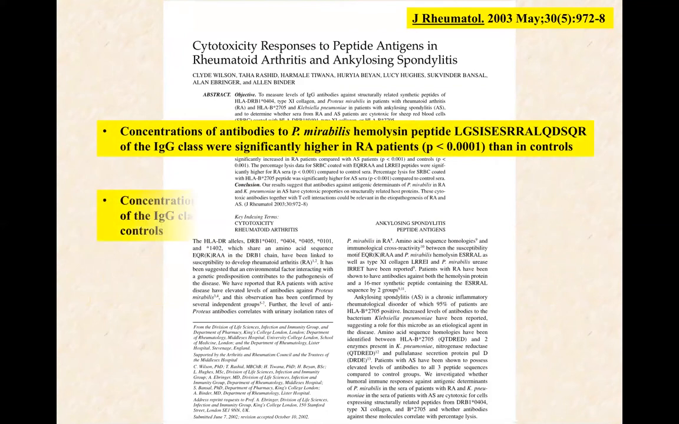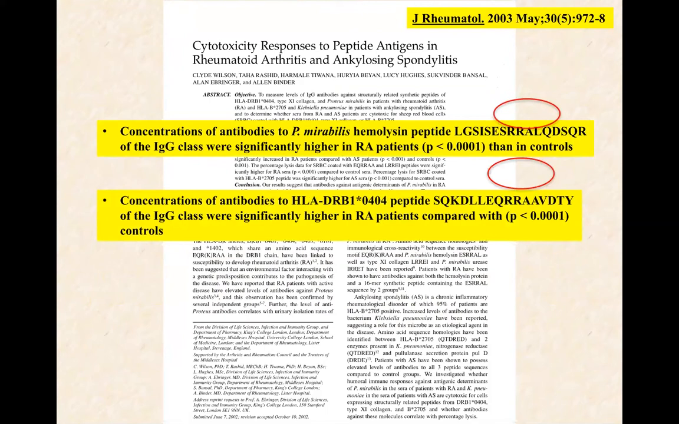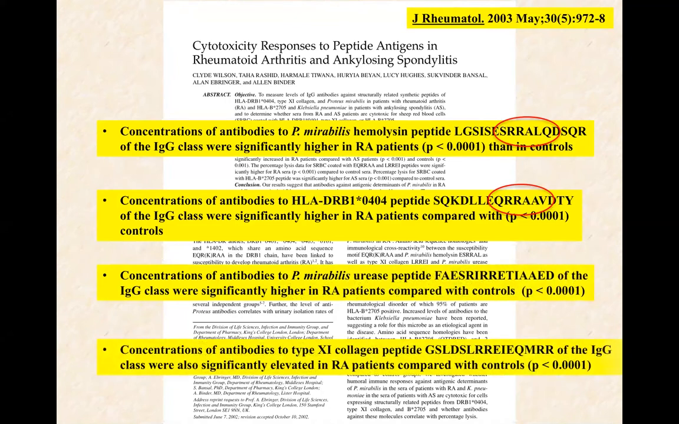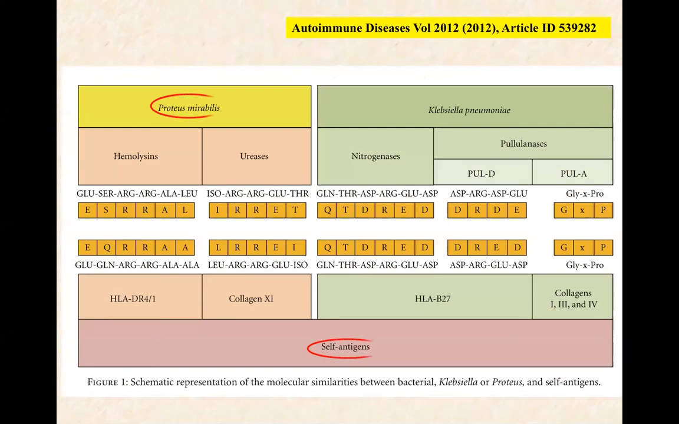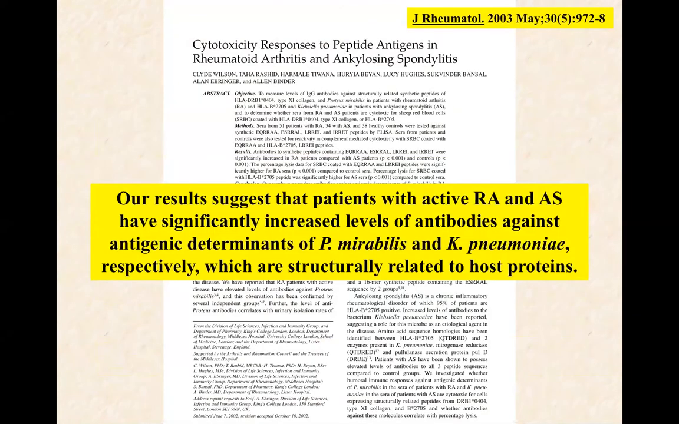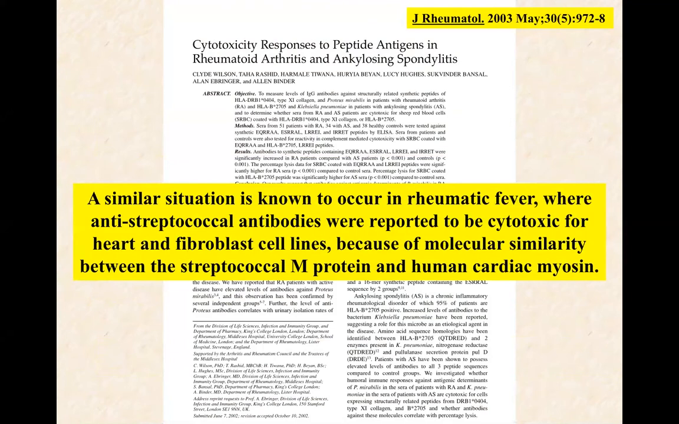And here are some of the correlations between the peptides in Proteus and rheumatoid arthritis patients, when these antibodies to these peptides go after the collagen surfaces of rheumatoid patients' joints. And HLA-DR4 is the gene that's associated with Proteus and rheumatoid arthritis patients. So this summarizes the Proteus and Klebsiella with rheumatoid and ankylosing spondylitis.